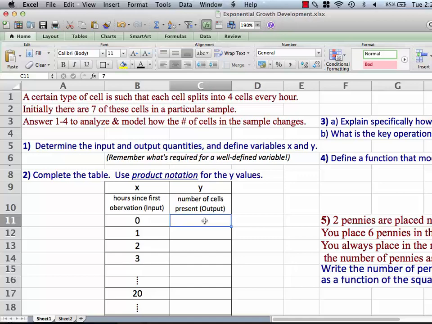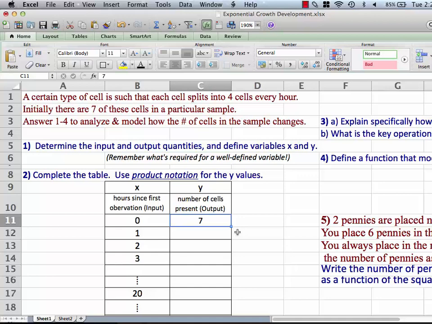Okay, Joe, help me with this table. So, how many cells at 0 hours? How many? Not 1. What do we start with? 7. Okay, so we've got 7, and so 1 hour later, according to what's happening, how would we calculate, in product notation, how many cells there are 1 hour later?